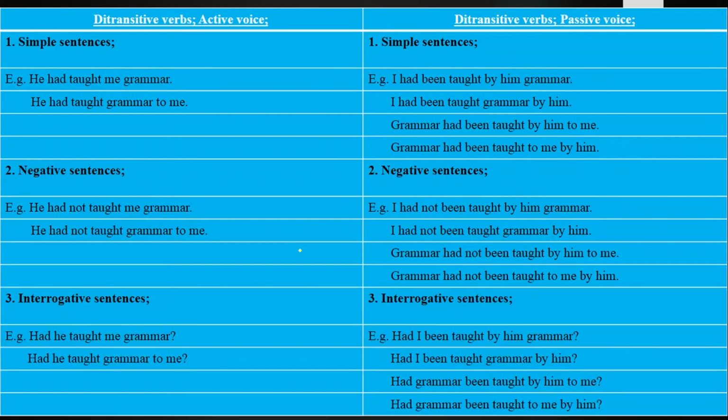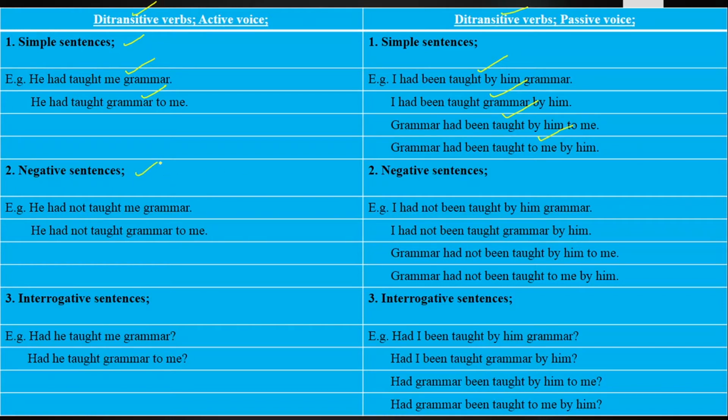Let's discuss the past perfect tense, where we will be changing the ditransitive verbs from active voice into passive voice. So simple sentences of past perfect. He had taught me grammar. He had taught grammar to me. I had been taught by him grammar. I had been taught grammar by him. Grammar had been taught by him to me. Grammar had been taught to me by him.